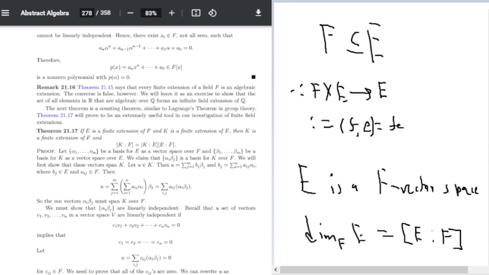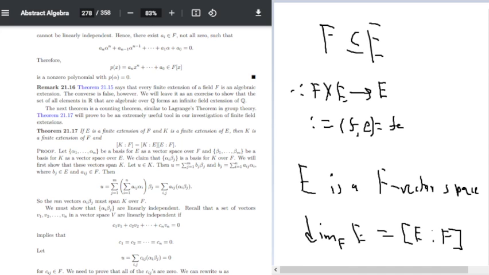Remark 21.16. Theorem 21.15 says that every finite extension field of F is an algebraic extension. The converse is false, however. We will leave it as an exercise to show that the set of all elements in R that are algebraic over Q forms an infinite field extension of Q. The next theorem is the counting theorem, similar to Lagrange's theorem in group theory. Theorem 21.17 will prove to be extremely useful in our investigation of finite field extensions.